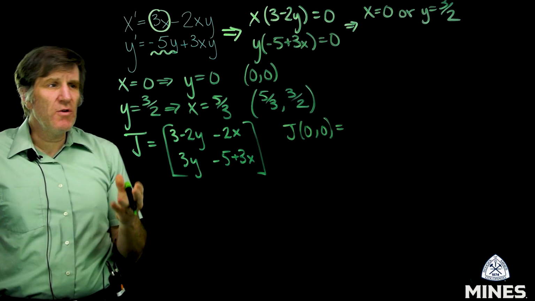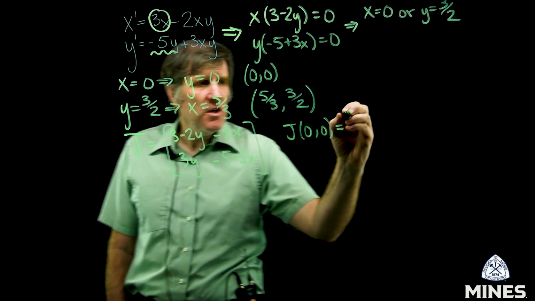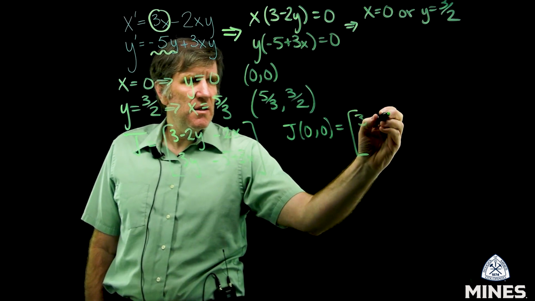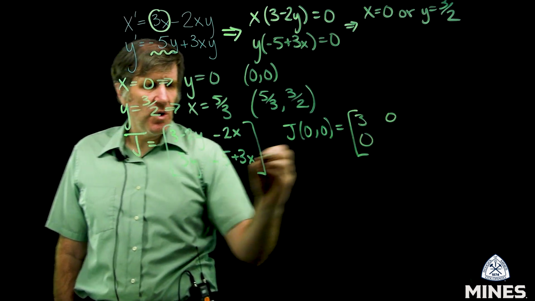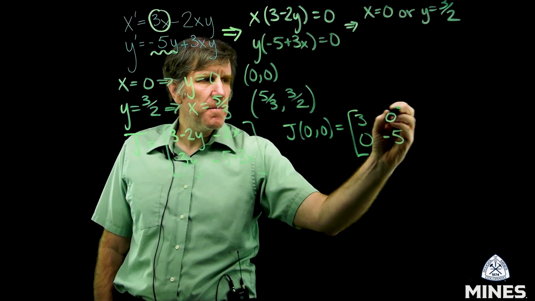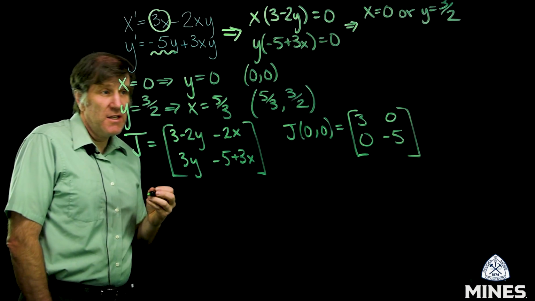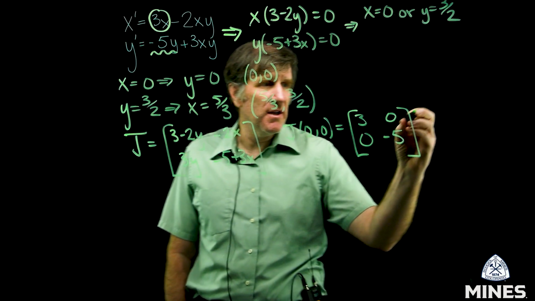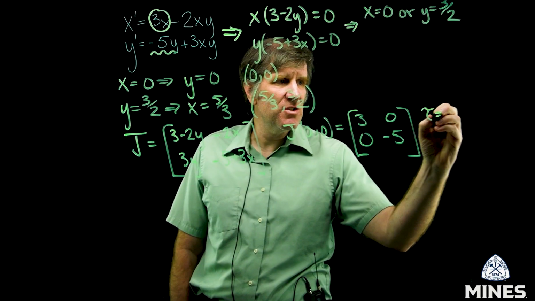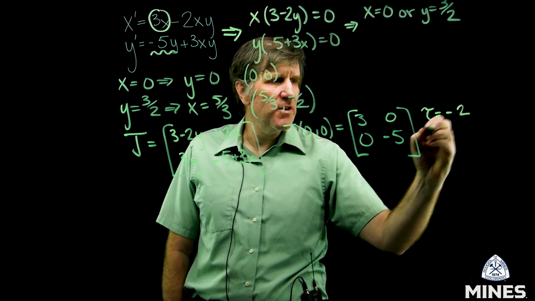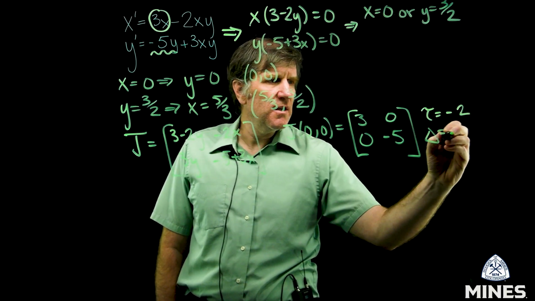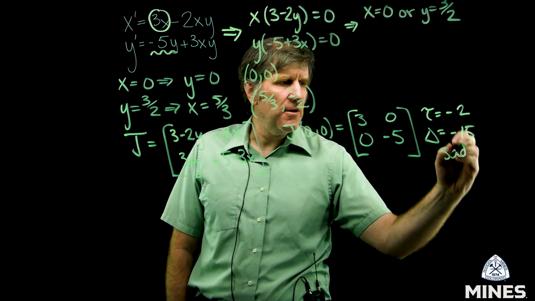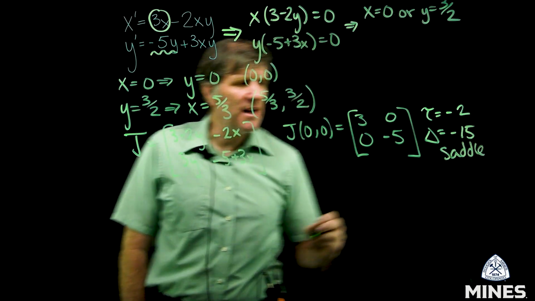So I'm plugging in 0 for x and 0 for y, first of all. So the Jacobian at 0, 0 looks like 3, 0, 0, and minus 5. I can tell the eigenvalues of this are 3 and minus 5 because it's a diagonal matrix, but if I am not aware of that, then I can just do the trace determinant stuff that we do, and the determinant is negative, so this is a saddle. So we have a saddle at 0, 0.